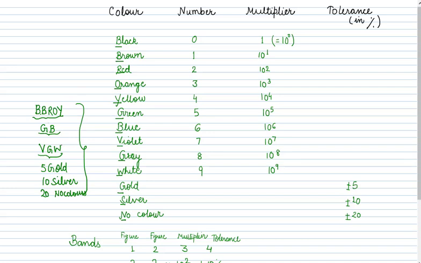Okay, so BB Roy of Great Britain has a very good wife with 5 gold, 10 silvers, and 20 no colors. So if you want to put this, you can simply put 0, 1, 2, 3, 4, 5, 6, 7, 8, 9. And for the multiplier, 10 to the power 0, 10 to the power 1, 10 to the power 2 correspondingly. And you need not remember the tolerance because she already has 5 gold, 10 silvers, and 20 no colors. So using this code, you can write down any of the color coding for the carbon resistors.